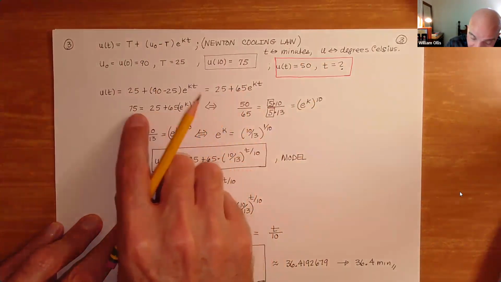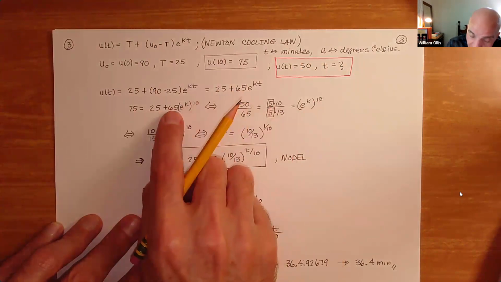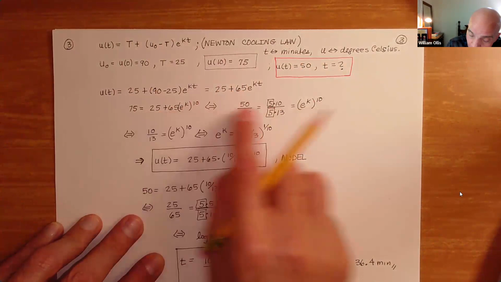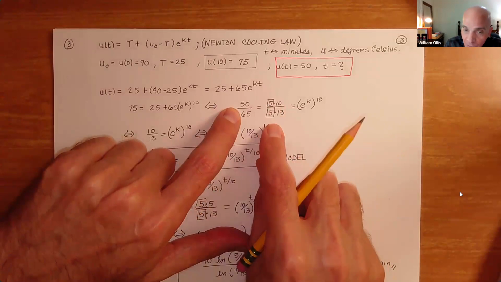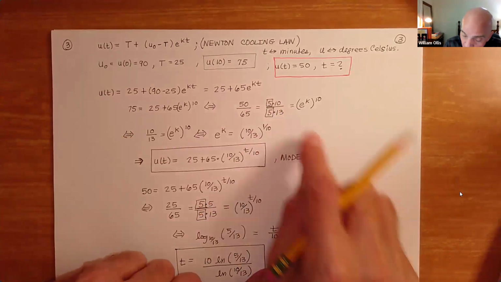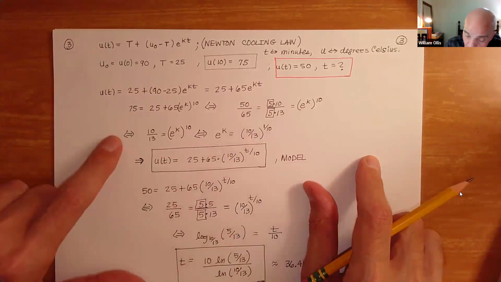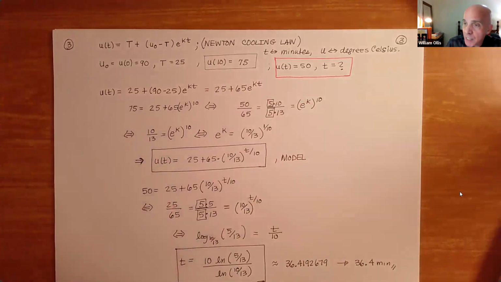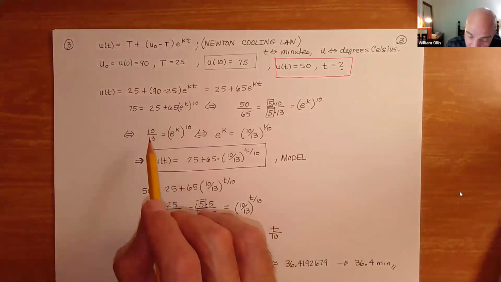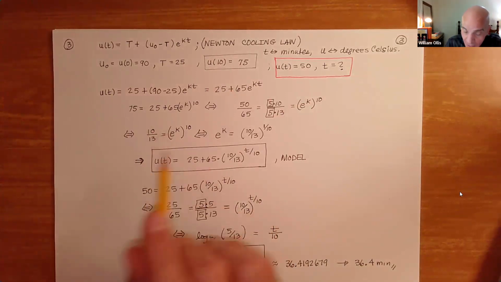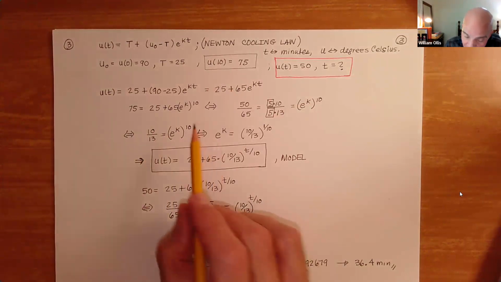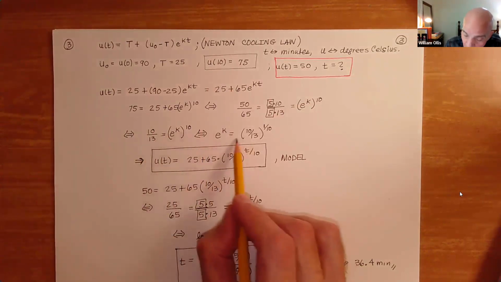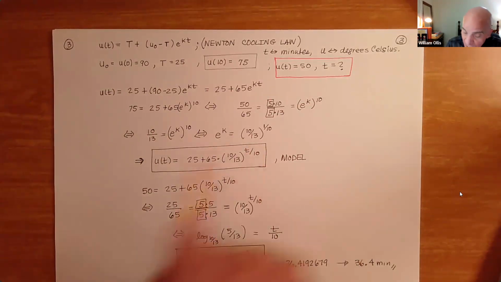And notice we subtract 25 and we get 50, and then we can divide by 65 to solve for e to the k raised to the 10 power. But just like before, we can factor the 5s from the 50 and the 65, and we're left with 10 over 13. So just by using basic arithmetic, we have a nice clean equation. So 10 over 13 is equal to e to the k raised to the 10th power. Okay, so let's solve for e to the k by raising each side to the 1 over 10 power. Again, the 10s absorb, and we have e to the k equals 10 over 13 to the 1/10th power.